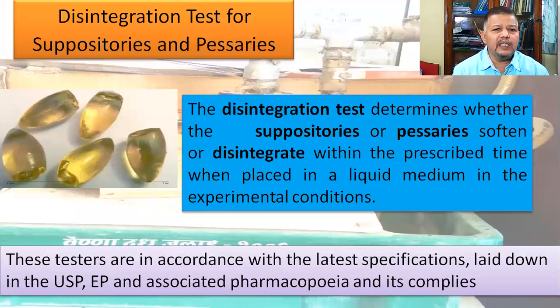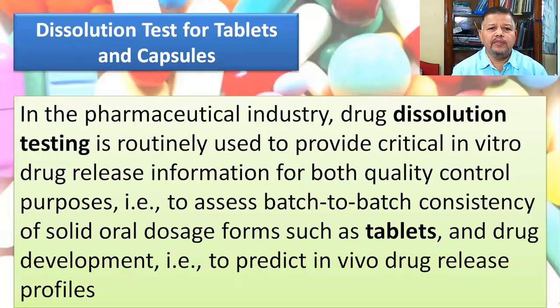Then the disintegration test for suppositories and pessaries. This test determines whether these drugs soften or disintegrate within the prescribed time when placed in a liquid under the experimental conditions. These tests are in accordance with the latest specifications laid down in the pharmacopoeia like USP, EP, and its compliance. Now dissolution is another most important test.